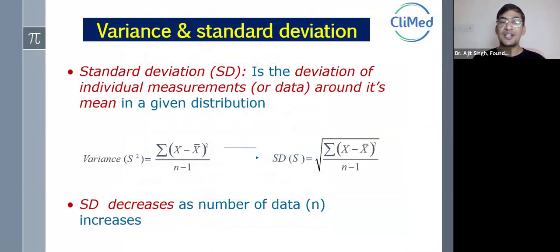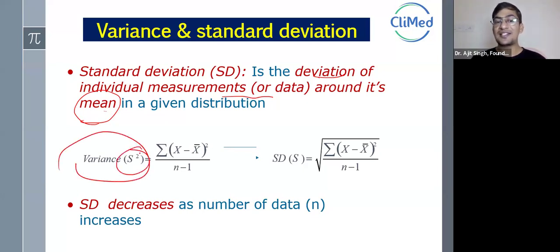Standard deviation. So standard deviation is nothing but the deviation of the individual measurements around the mean, around the central tendency. Maybe the mean is the same, but there is a difference between the individual variations. How to check it? It can be checked by the variance. Variance is s square, where s is the SD. So SD, standard deviation, is equal to the square root of the sum of (x minus x bar) squared divided by n minus 1. Here x is the value and x bar is the mean, and n minus 1 is the total number of data minus 1.